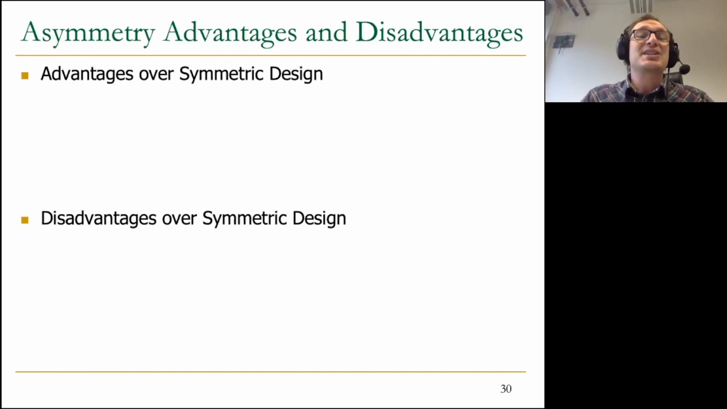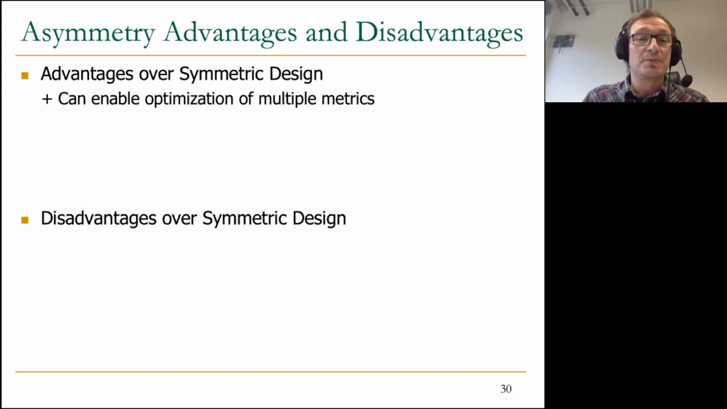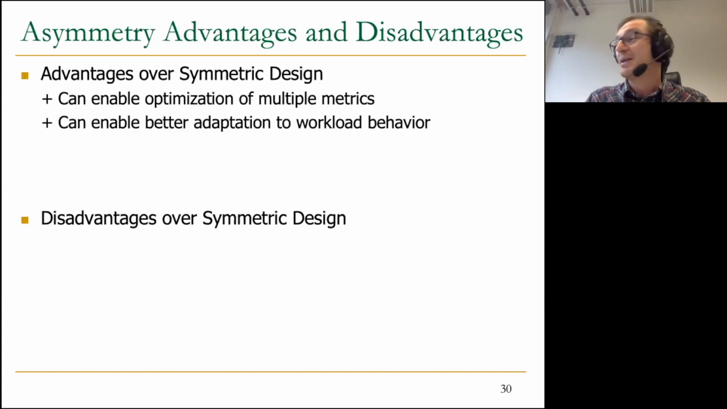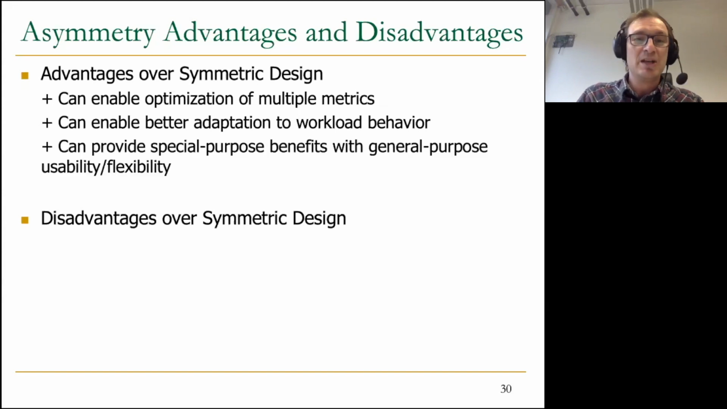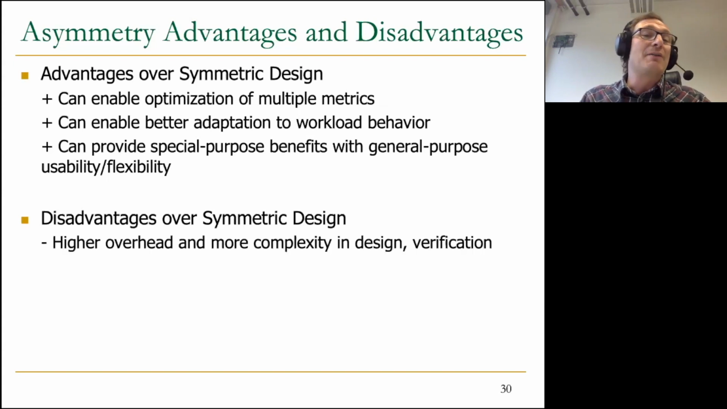Okay, let's talk about advantages and disadvantages before we go into more in this lecture. Basically, clearly asymmetric designs have advantages over symmetric design. You can enable optimization of multiple metrics, as we discussed. You can enable better adaptation to workload behavior. You can provide special purpose benefits with general purpose usability and flexibility. That sounds good. But unfortunately, you have higher overhead and more complexity in design and verification, clearly, because in symmetric design, you can design one component and basically stamp it out, right? Whereas in asymmetric design, you have to design and verify each component.